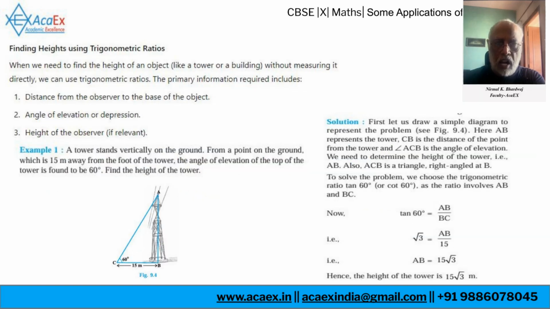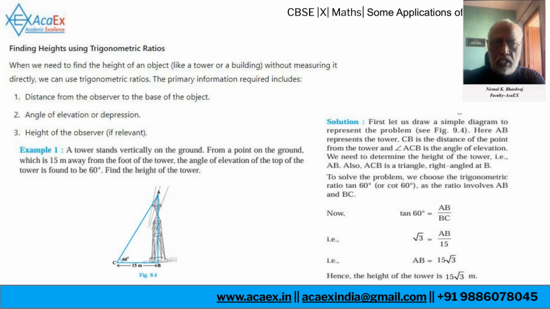Example 1. Height of a tower. Problem. A tower stands vertically on the ground. From a point on the ground 15 meters away from the foot of the tower, the angle of elevation to the top of the tower is 60 degrees. Find the height of the tower.